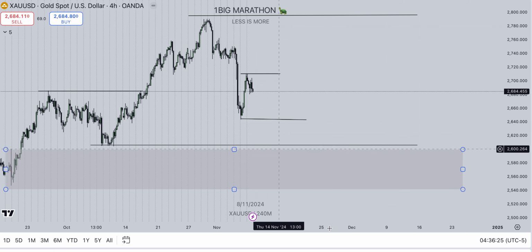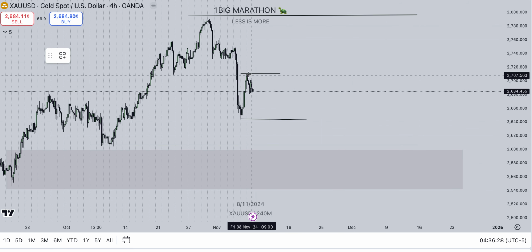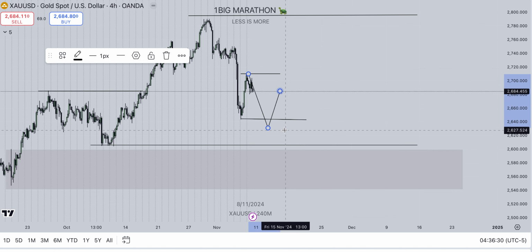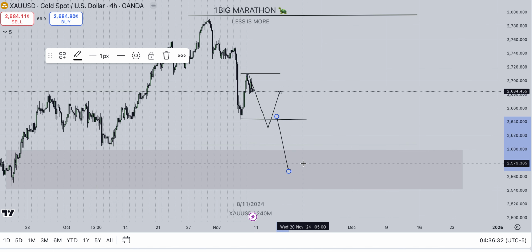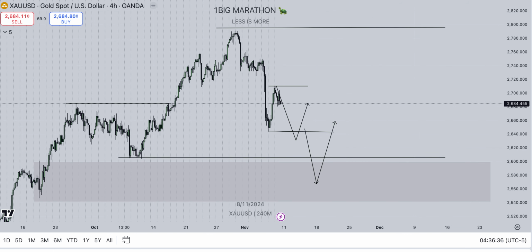If gold is selling, it will sell and maybe come collect liquidity from here and bounce up, or it will collect liquidity from here and bounce up. So as a trader, your job is to wait and see price at this level.